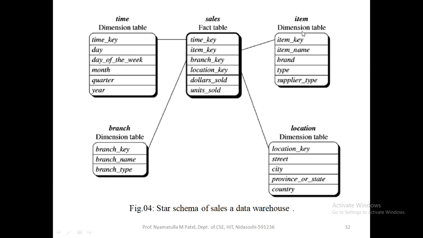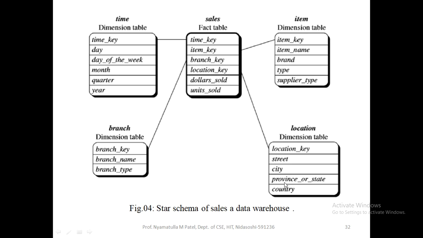The item dimension table contains item key, item name, brand, type and supply type. For time key: day, week, month, quarter and year. For branch: name and type. And for location: street, city, province or state, and country. For example, the location dimension table contains only the location attribute set, that is, the street, city, province and country.